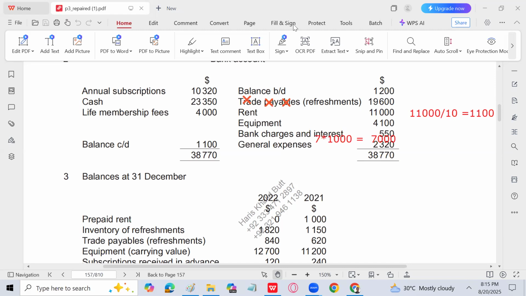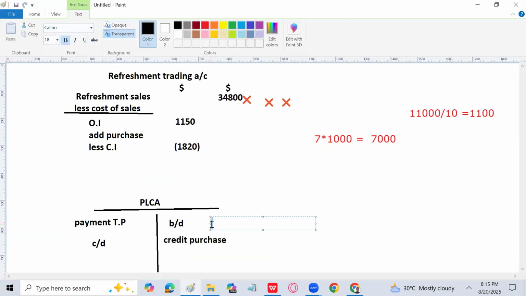That is 19,600. So let me write here. Sorry, trade payables are 620 and 840. I will write here 620. Carried down is going to be 840. Payment to trade payable is, as we discussed, 19,600.